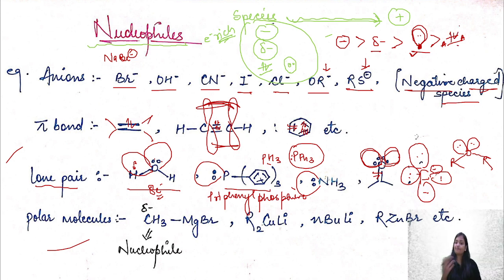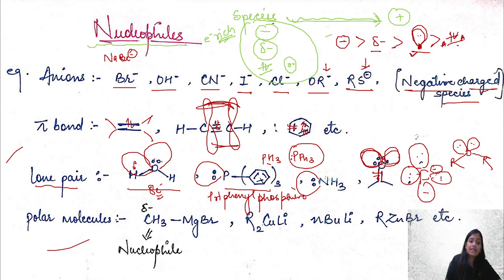Got my point? So if you have a species with a pi bond and also a lone pair, then the lone pair over the oxygen is considered the better nucleophile. This is how reactions become easier when we know all of these things.